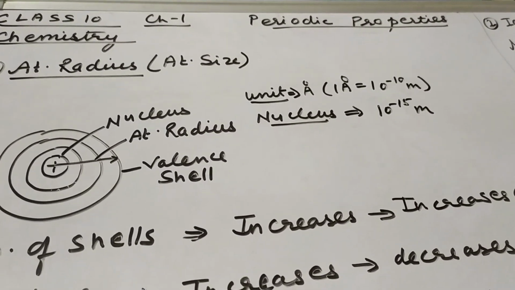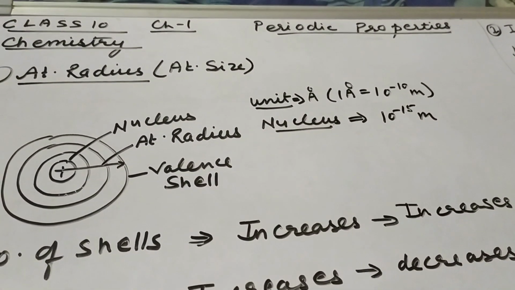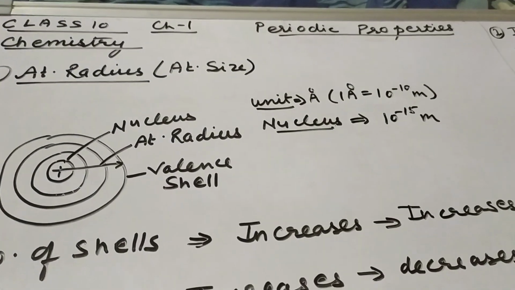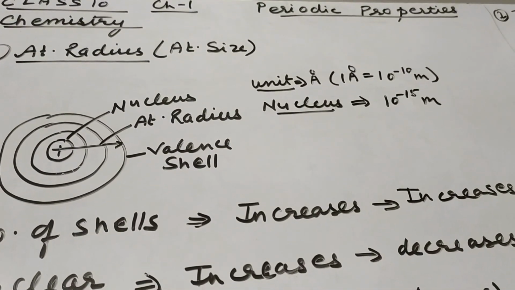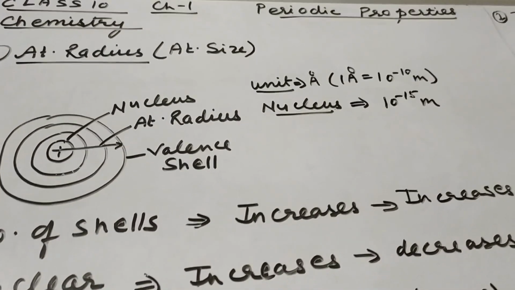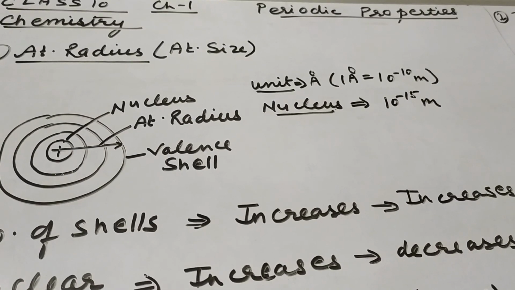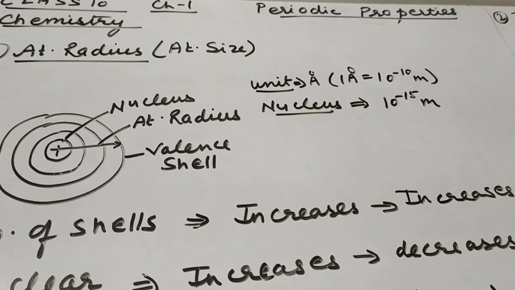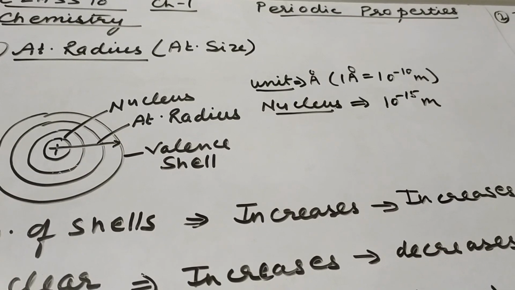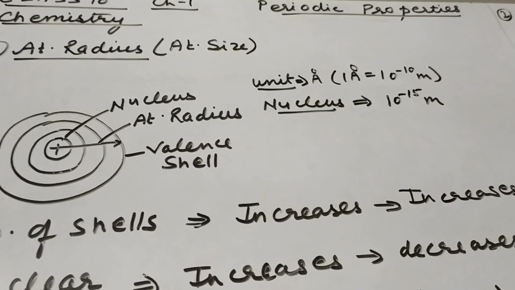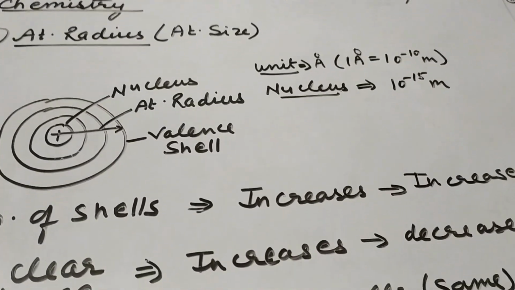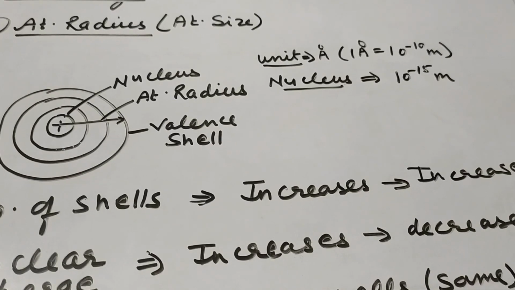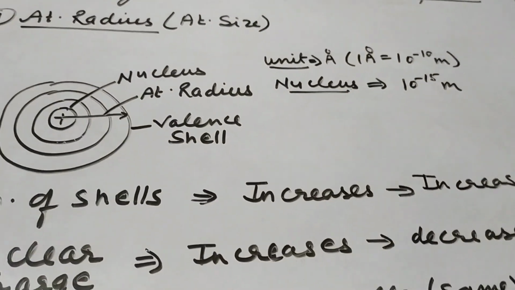Hello students, in this video we'll deal with the periodic properties. You have already learned periodic properties, the definition of the periodic properties and how the periodic trends of the properties, that whether they increase or decrease across a period and down a group. Now here in this class we'll deal with the reasoning part, that why these properties increase or decrease across a period or down a group.